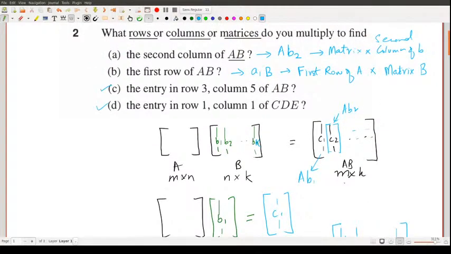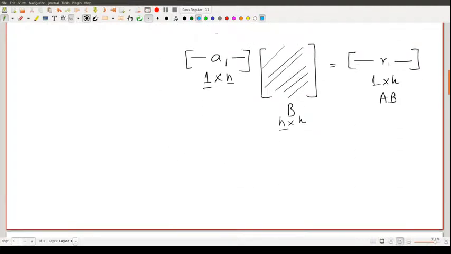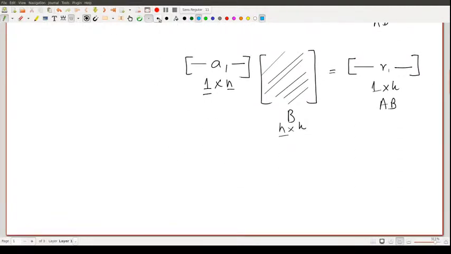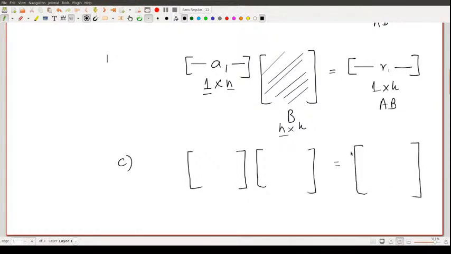This one and this one, let's look at these. So part C is asking for the entry in row 3, column 5 of AB. Now they're not talking about the whole row or column of AB. They're asking about just a particular entry, right? So if I take this A again and B, this is part C now. So this is A, this is B, and they're talking about a particular entry which is in the third row and the fifth column, right? So that entry is right over here, right?